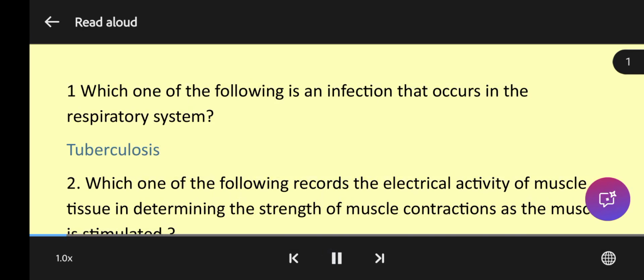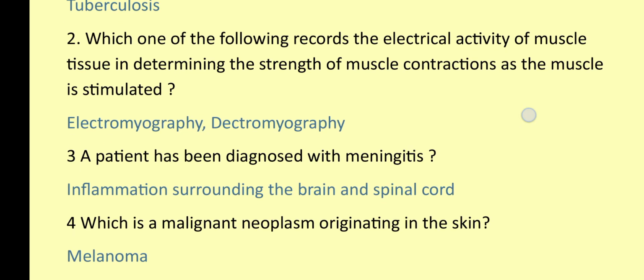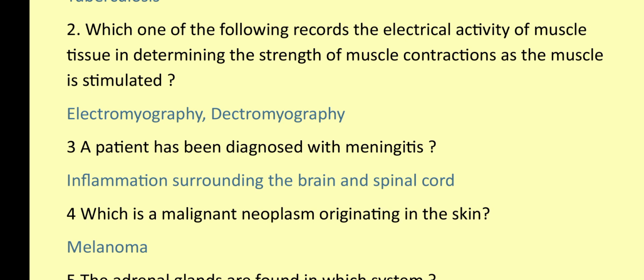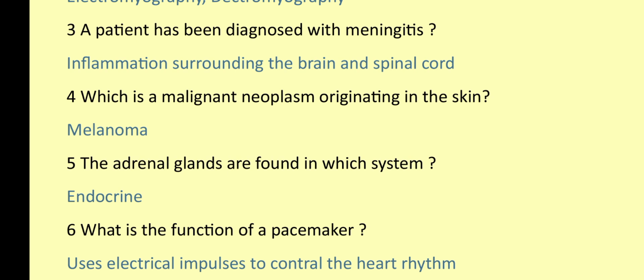The following is an infection that occurs in the respiratory system. Tuberculosis. 2. Which one of the following records the electrical activity of muscle tissue in determining the strength of muscle contractions as the muscle is stimulated? Electromyography. 3. A patient has been diagnosed with meningitis. Inflammation surrounding the brain and spinal cord.